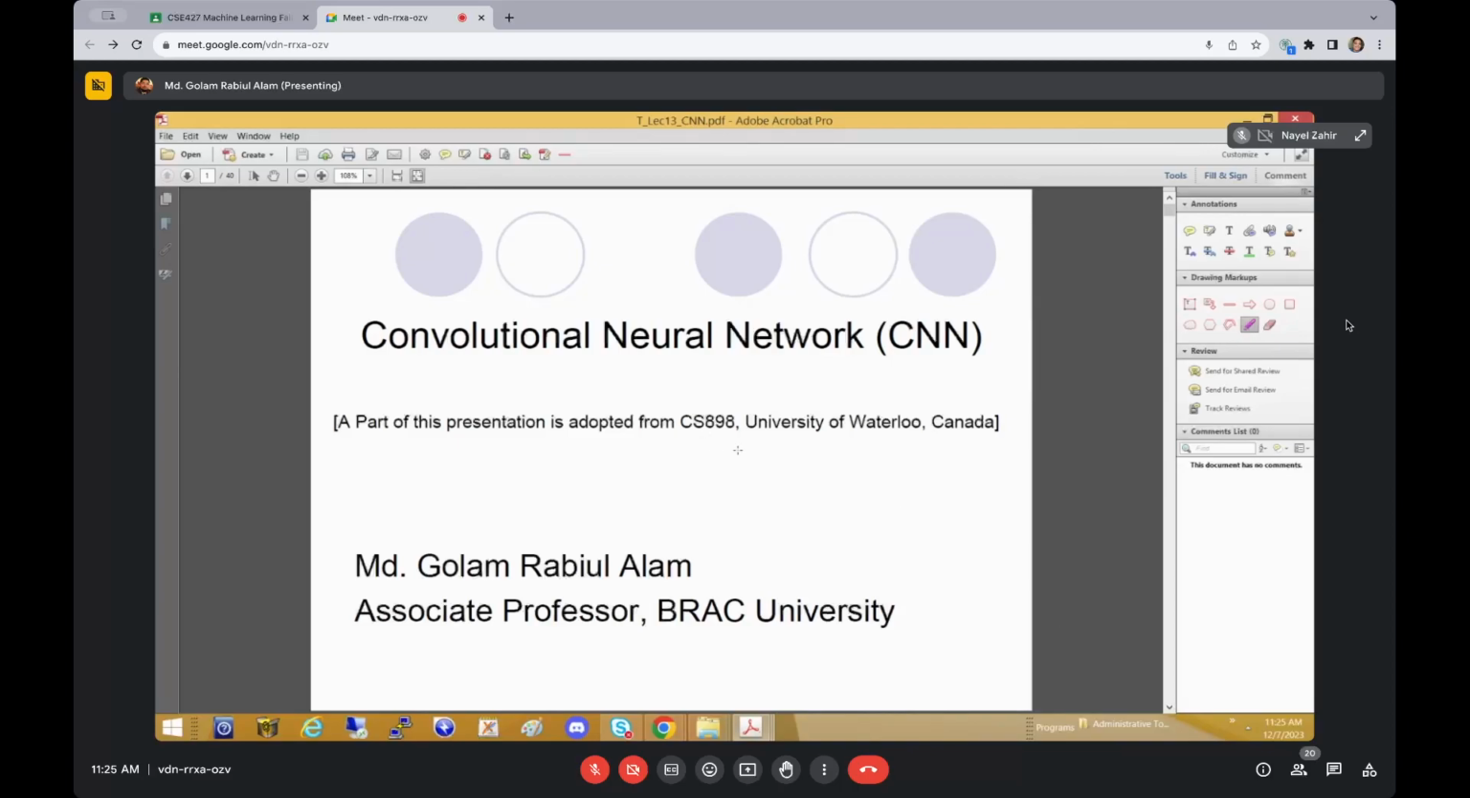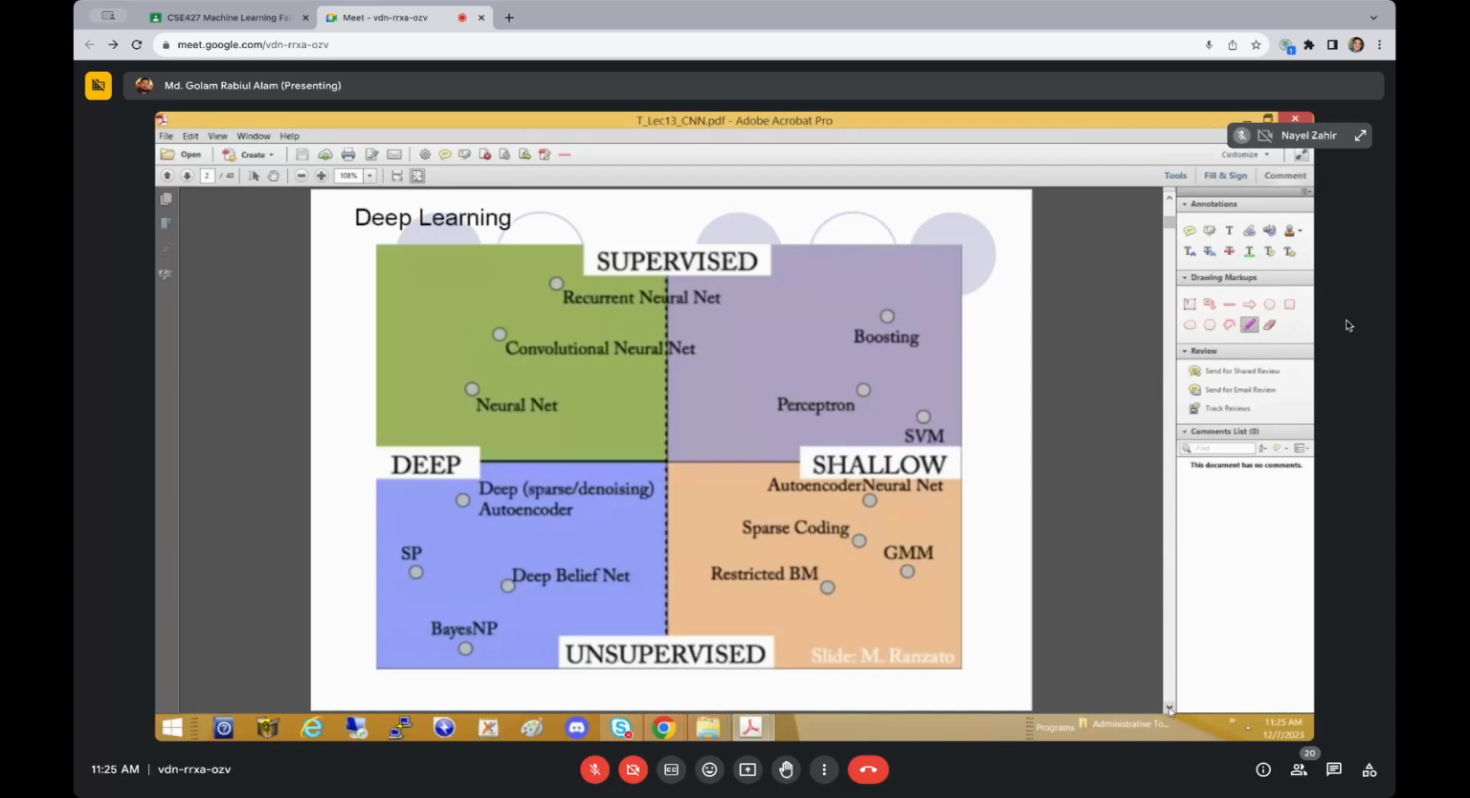Part of this lecture is adapted from CS 898, University of Waterloo, Canada. At first we need to understand the types of our learning models. Usually we can divide learning models in two dimensions, X and Y. On the X-axis we put shallow and deep, so some of the learning models have shallow architectures, and some have deep architectures.